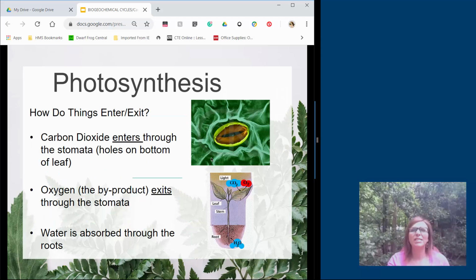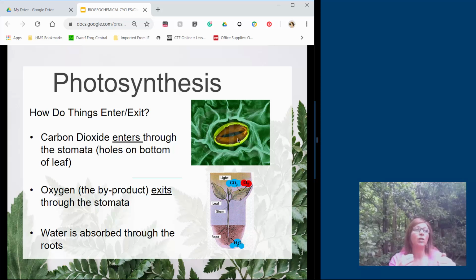And so how do those things get in and out of the plant? We know they need carbon dioxide, but how does it actually get there? It goes in through little holes on the bottom of the leaf called stomata. Looks like this. There are little lips or something, right? It looks kind of cool. And those are actually called guard cells.